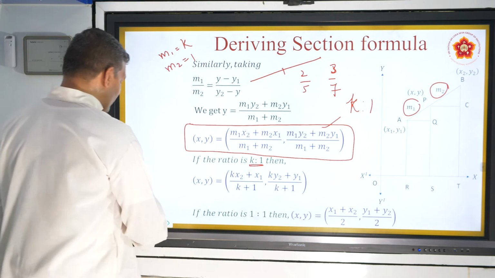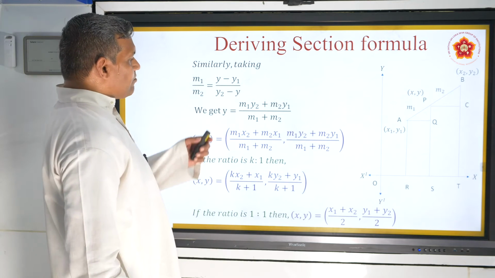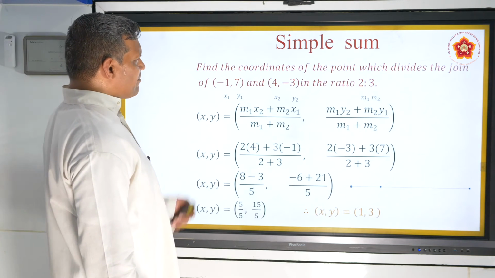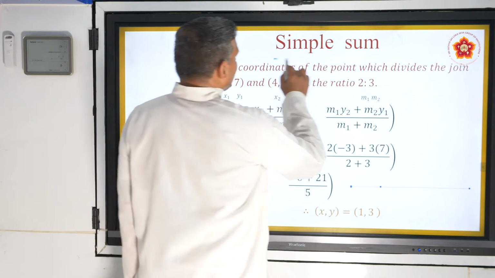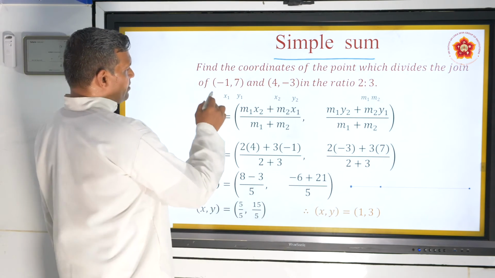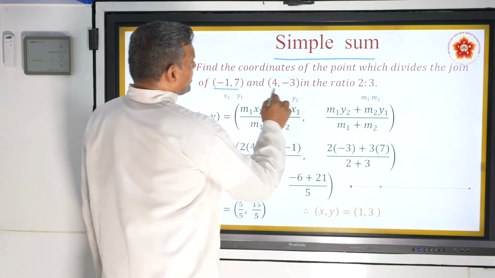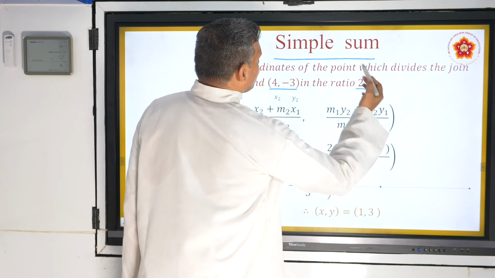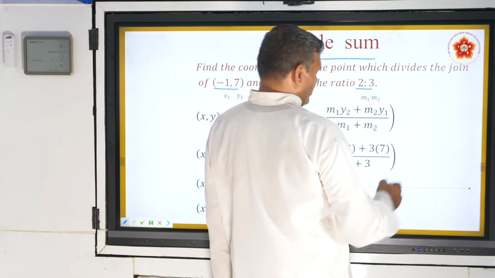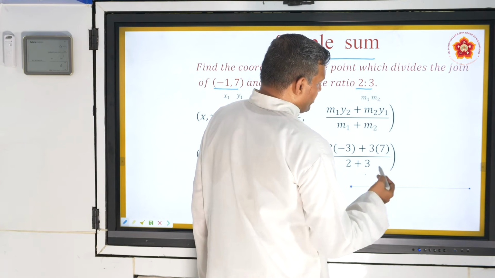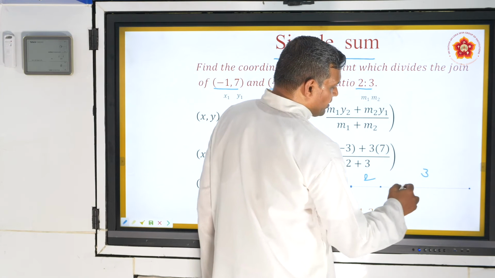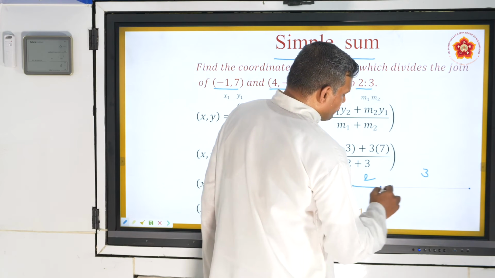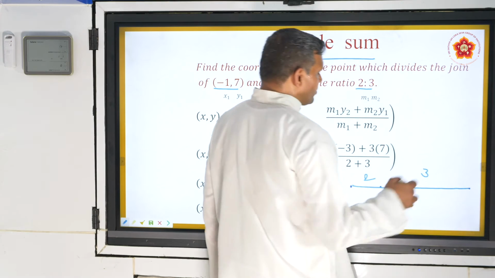Got used to the formulas? Get into the sums now. Don't be scared, the sums will be easier. Always I go with a simple sum initially. You know my methodology. Very simple sum now. This is one coordinate, another coordinate, and the line got divided in a 2 is to 3 ratio. This is what the line is: this is 2 parts, this is 3 parts. You can shift the point and put it here. This is 2 parts and this is 3 parts. It got divided in a 2 is to 3 ratio.